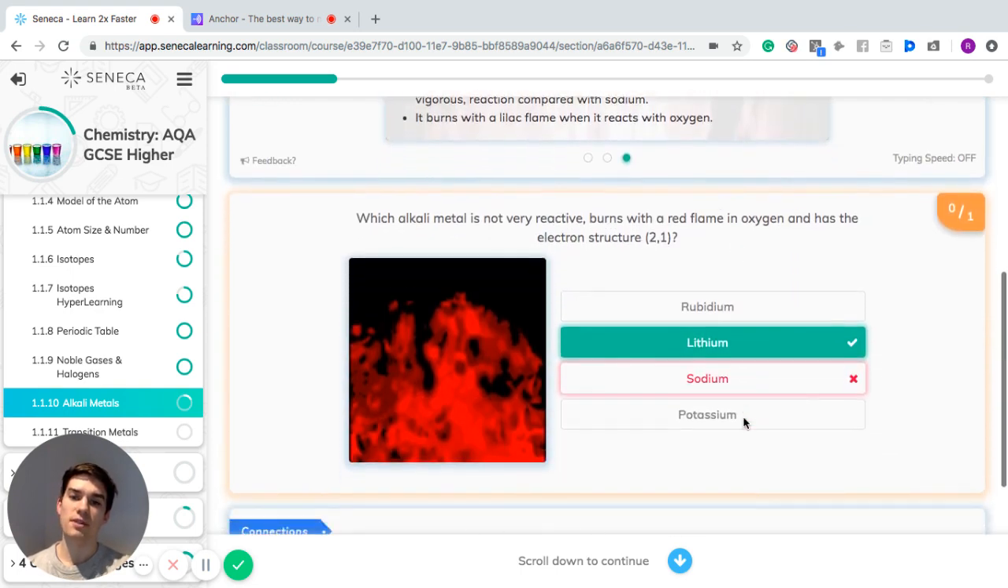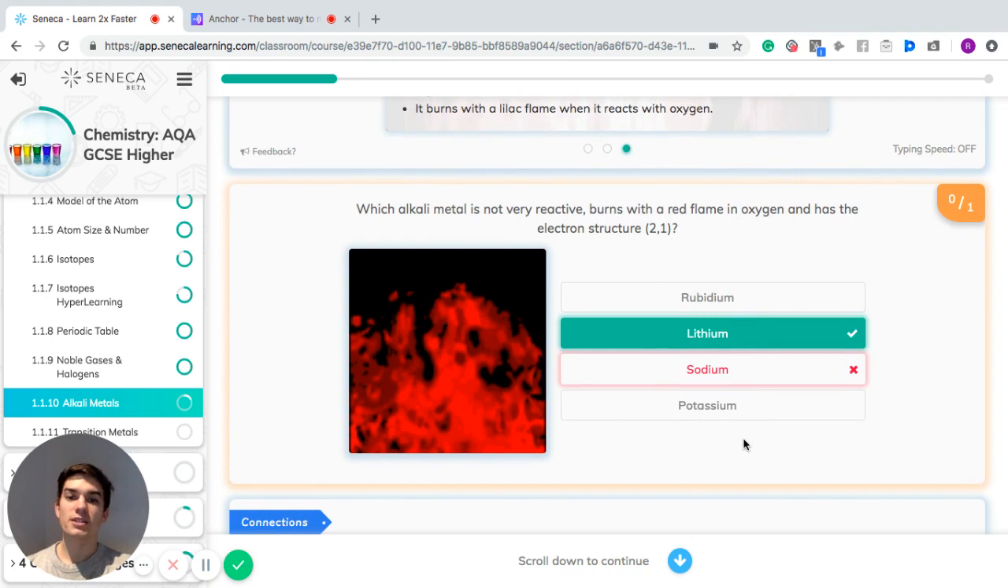So just to recap some of that, which alkali metal is not very reactive, burns with a red flame in oxygen, and has the electron structure 2,1? Well, that is lithium.